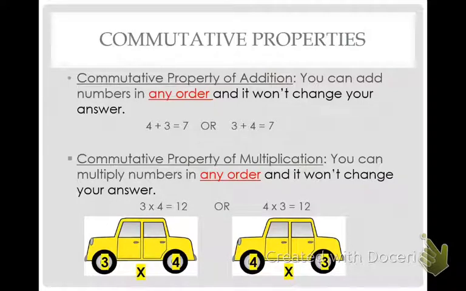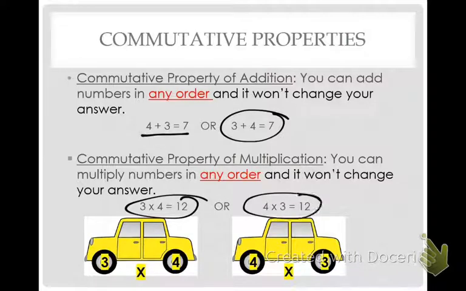So the first one you can see here, 4 plus 3 equals 7. What is another way to just switch the order? What is it, guys? 3 plus 4 equals 7. This is simply telling you, hey, you can get the same exact answer even if you switch the order. Same thing is true down here. 3 times 4 equals 12, or what else could you say? 4 times 3 equals 12. Notice you still got the same exact answer, so the order does not matter.